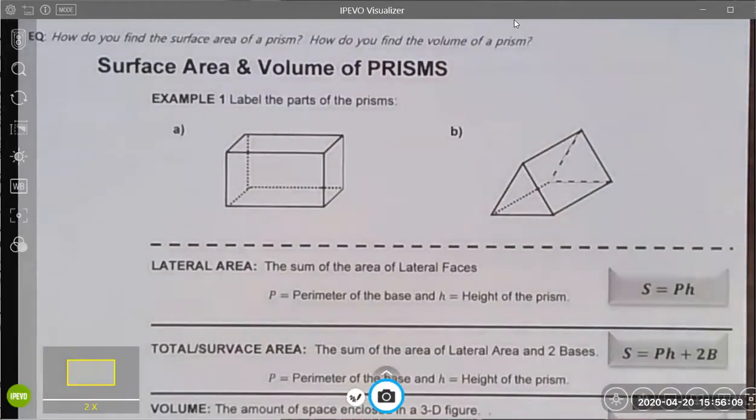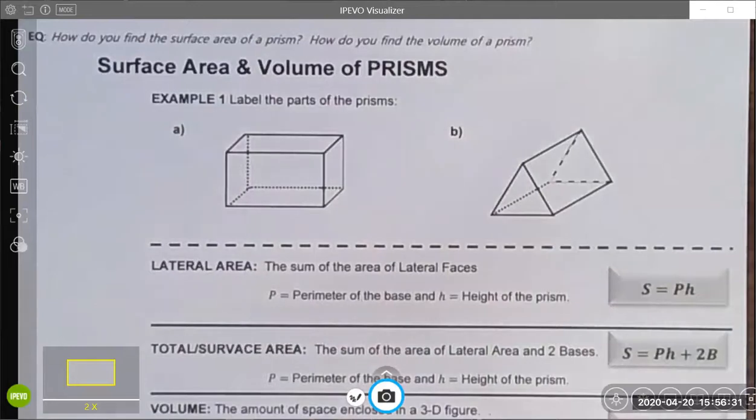For this lesson, our goal is to understand how to find the volume and the surface area of various different prisms. To do that, we need to first have a quick lesson or reminder of what the parts of prisms are. If you look at this first example, there are two different kinds of prisms there. And so I'm just going to quickly talk about some of the vocabulary.